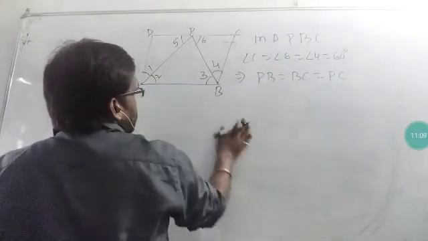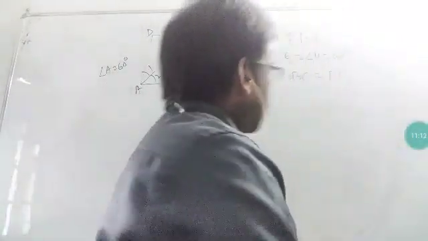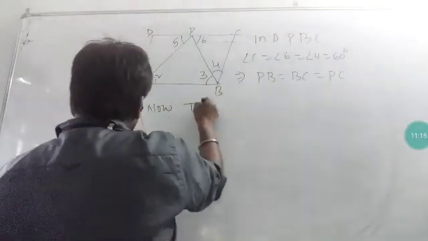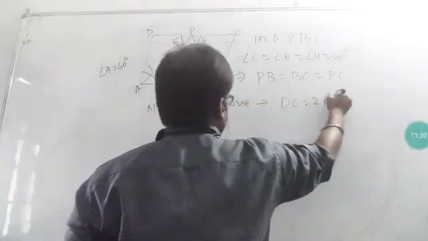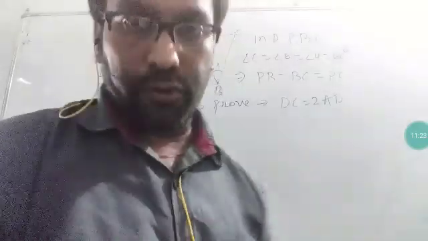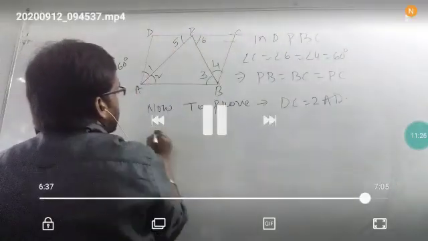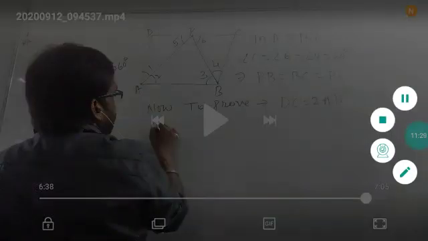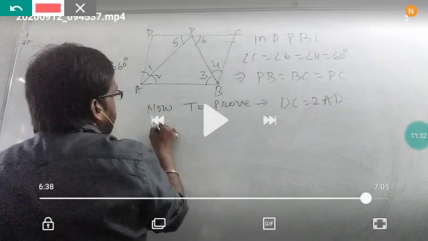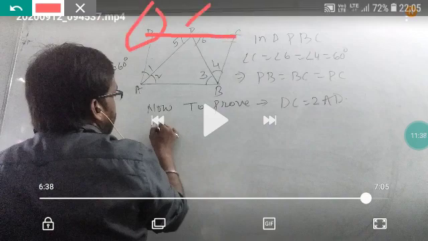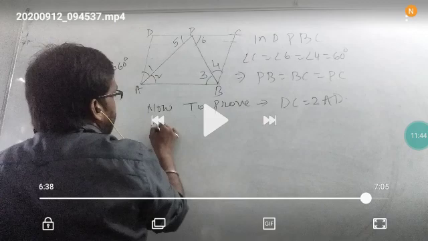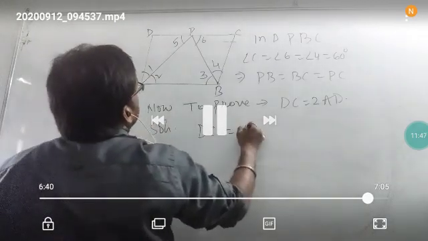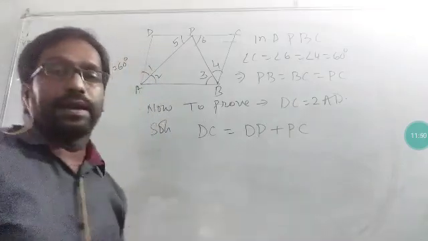Now the third part. What we have to prove is that DC is equal to 2AD. First of all, see what DC is. This straight line is DC. It is made up of D, P, and C. So on that basis we are going to start here. What is DC? DC is equal to DP plus PC.